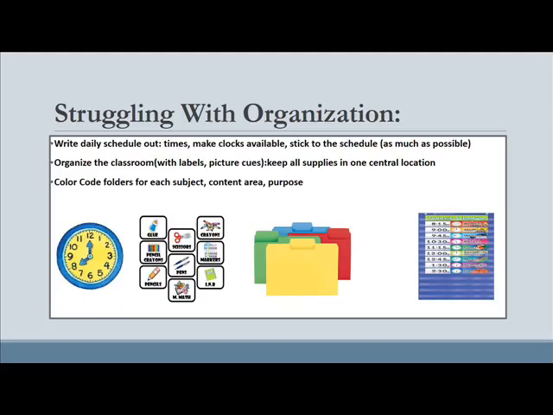Many of our students struggle with organization. Some strategies for that would be: write the daily schedule out with times, make clocks available, and stick to the schedule as much as possible. Organize the classroom with labels and picture cues, keep all supplies in one central location, and color code folders for each subject, content area, and purpose.